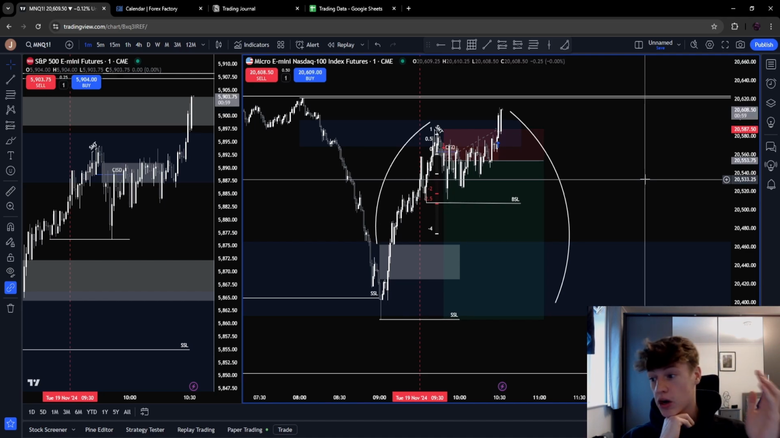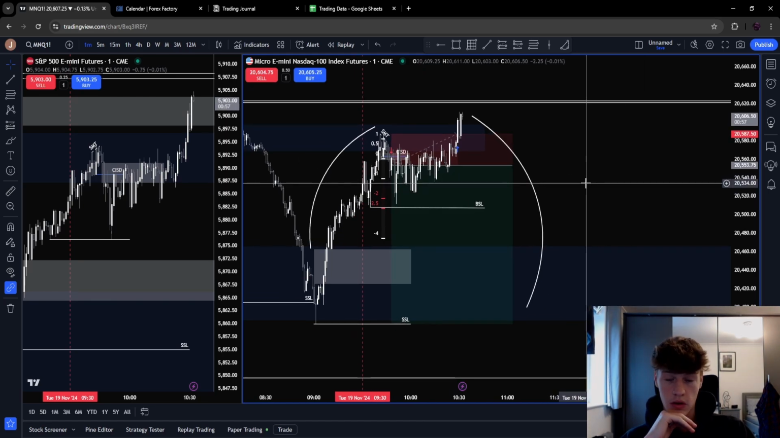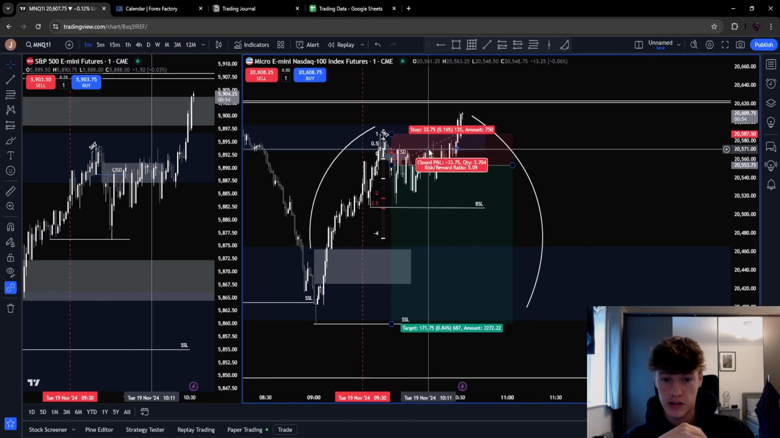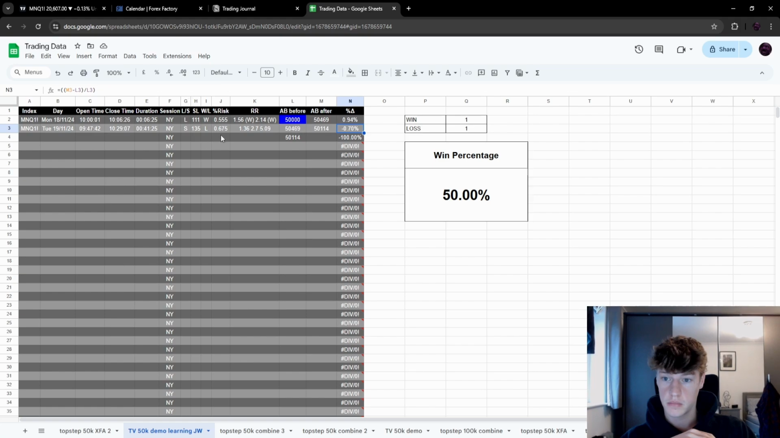But here's what I saw. So we'll start off with risk. I risked 0.675% of my demo account, and we've lost. Yesterday we got up to 50,469. Today we're back down to 50,114, which is fine.